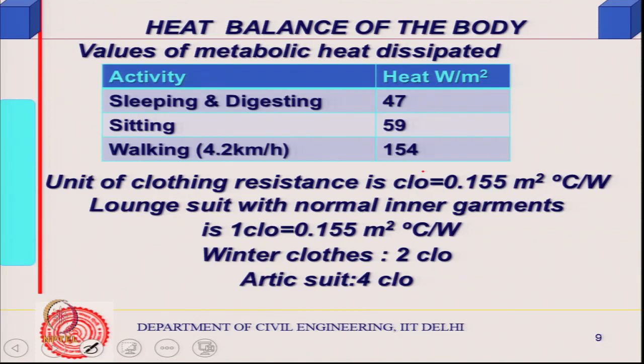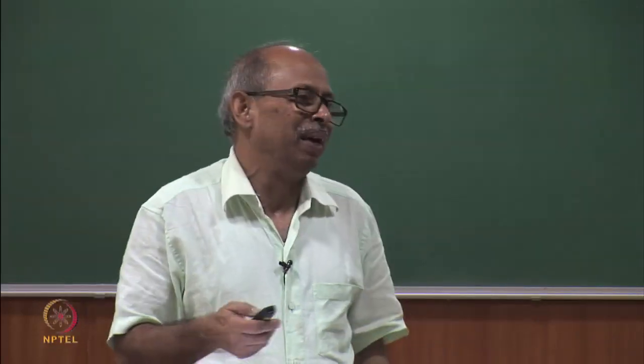So a lounge suit with normal inner garments is 1 clo. That's what I say. Lounge suit, a summer one. So that's how this unit came, right? Winter clothes could be 2 clo, and Arctic suits, Antarctica and Arctic suits, fully covered, is 4 clo. So you can get some idea.